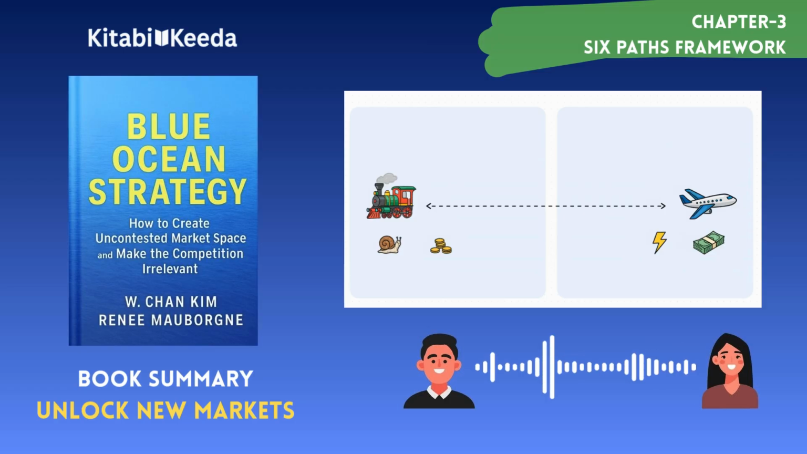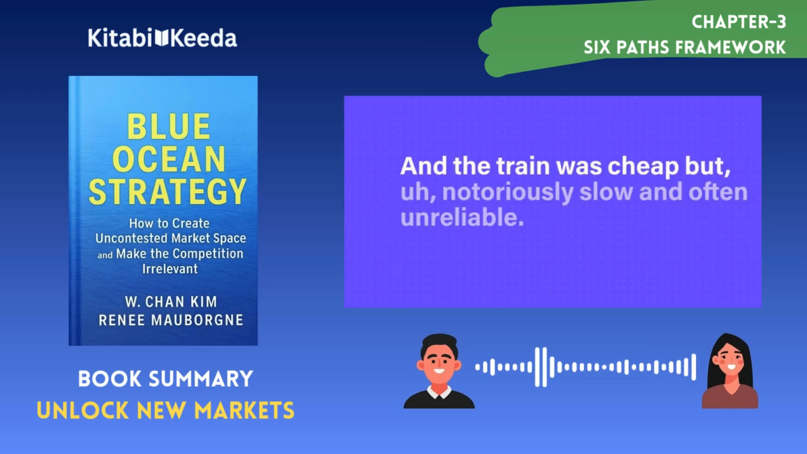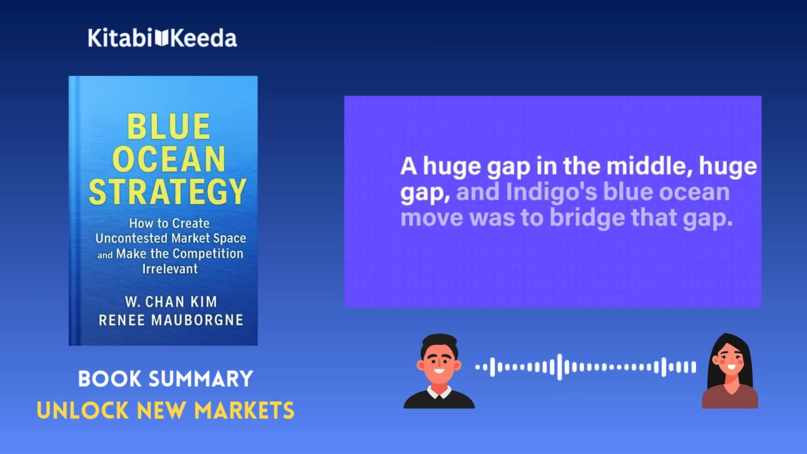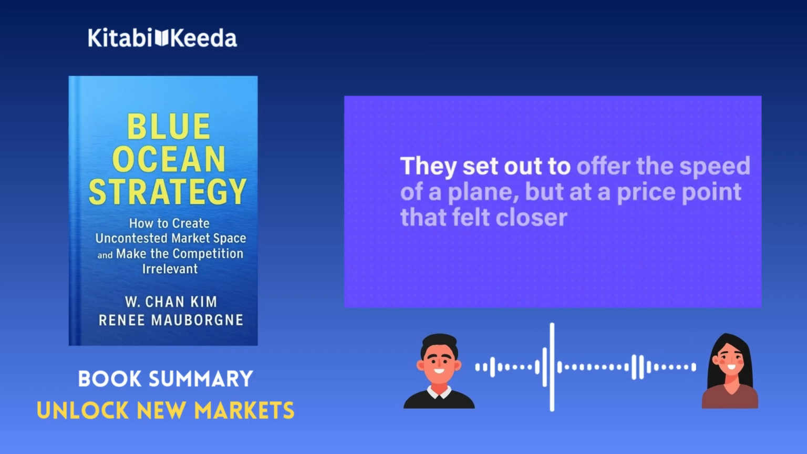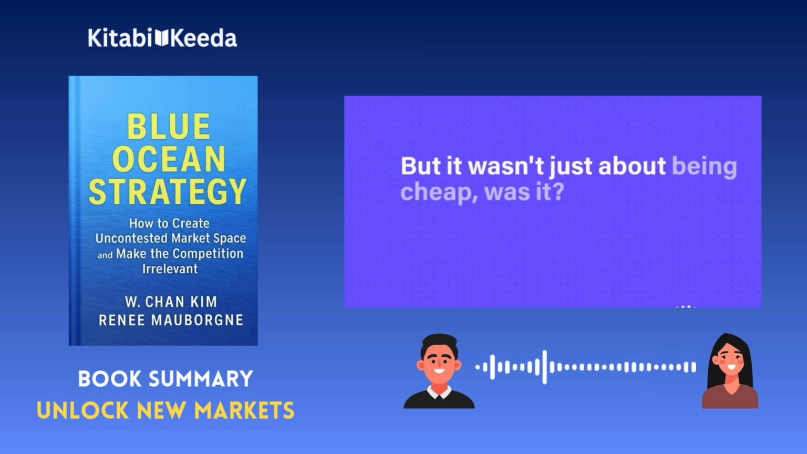You had these 2 clear choices. Flying was fast, but way too expensive for most. And the train was cheap, but notoriously slow and often unreliable. A huge gap in the middle. Huge gap. And IndiGo's Blue Ocean move was to bridge that gap. They set out to offer the speed of a plane, but at a price point that felt closer to an AC 2-tier train ticket.